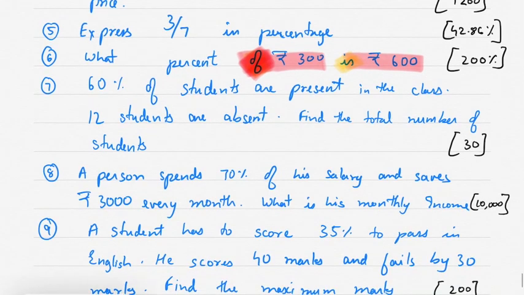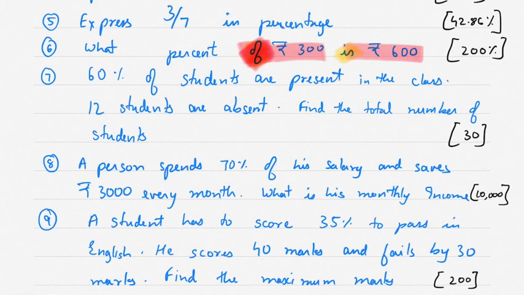Next, 60% of students are present in the class. Okay, 60% of the students are present in the class. That means 40% are absent, correct? 12 students are absent. Okay, 12 students are absent means 12 students are 40%. Find total number of students. That means you have to find 100%.